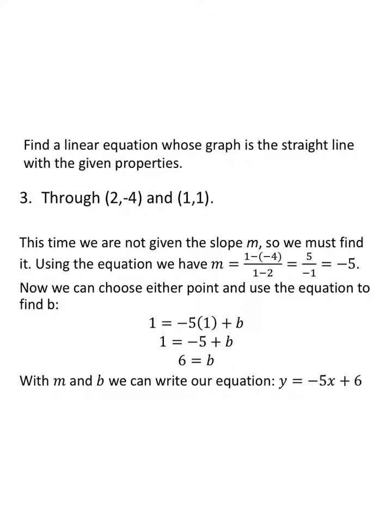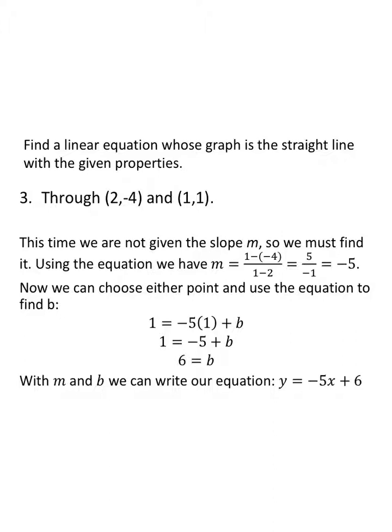If we're given 2 points, through the point (2, negative 4) and the point (1, 1), we're not given a slope m, so we have to find it. Well, we just did this for several examples, so we can find the slope. 1 minus a negative 4 divided by 1 minus 2, always y over x. 1 minus a negative 4, that's 1 plus 4, which is 5. 1 minus 2 is negative 1. 5 over negative 1 is negative 5.